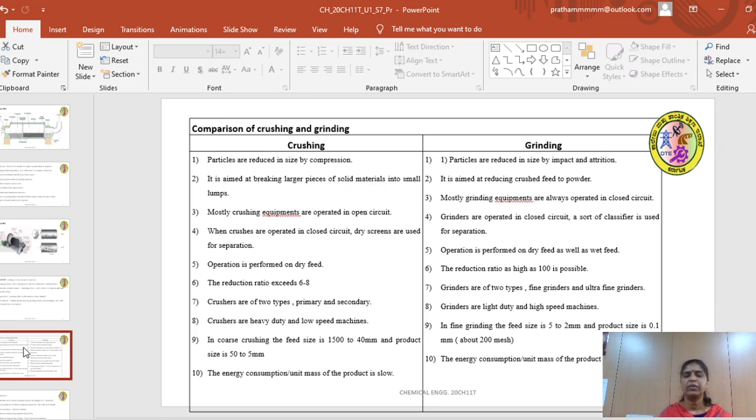We will now understand the comparison between crushing and grinding. In crushing, the particles are reduced in size by compression, whereas in grinding, usually impact and attrition forces reduce the particles in size. Impact means falling from a certain height. In the ball mill and rod mill, the impact force gives fine particles.